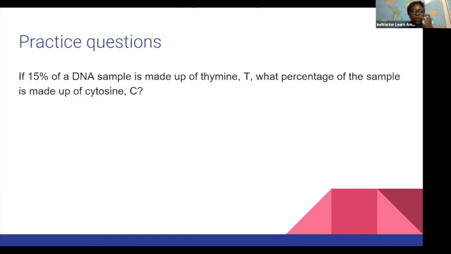All right, so here's another one. Remember our rule that A pairs up with T? A pairs up with T, G pairs up with C, and vice versa. T pairs up with A, C with G. So it says that 15% of a DNA sample is made up of thymine. What percentage would be made up of cytosine? I'll give you a second to think that one through.